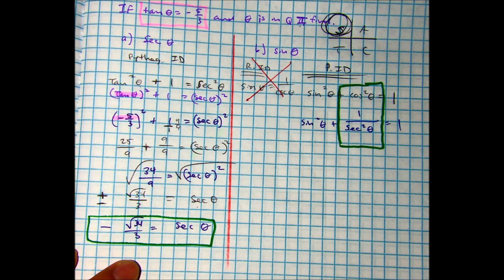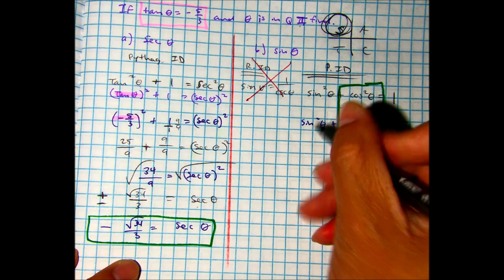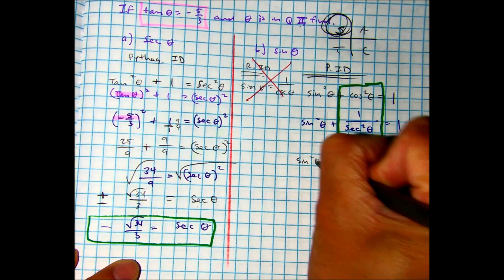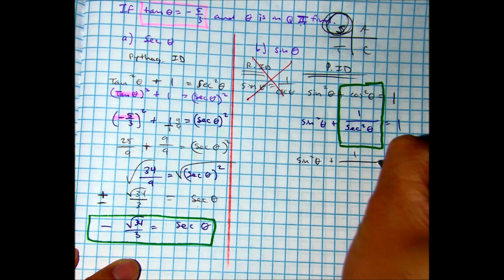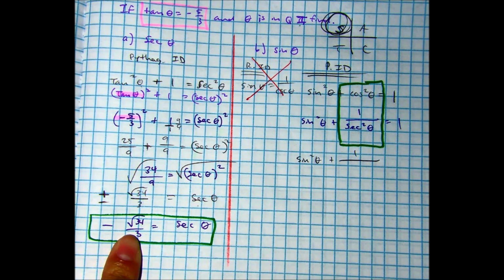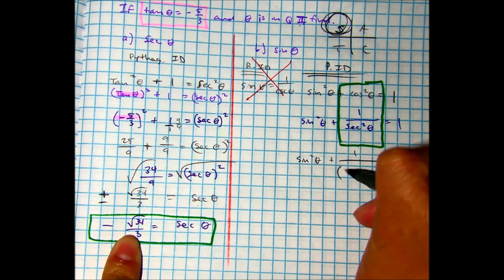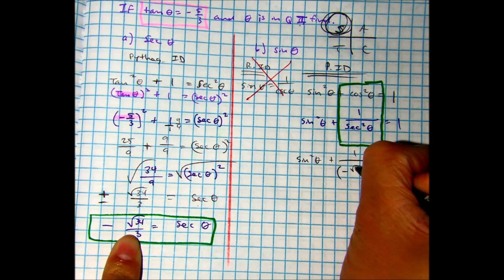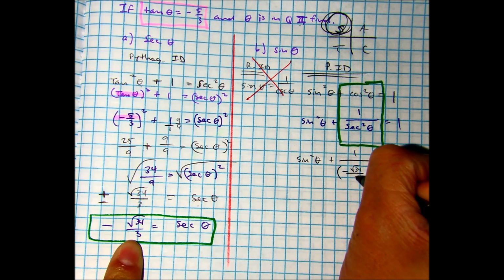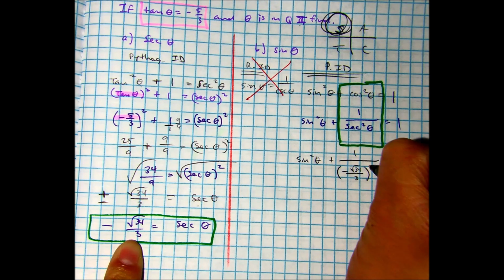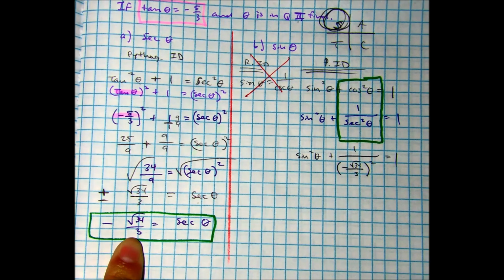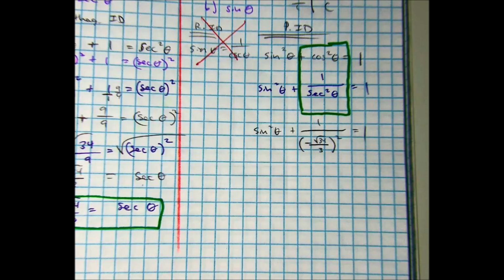Do you guys know what secant is? Oh, we just found it. Negative radical 34 over 3, squared. So let's go ahead and simplify this now.